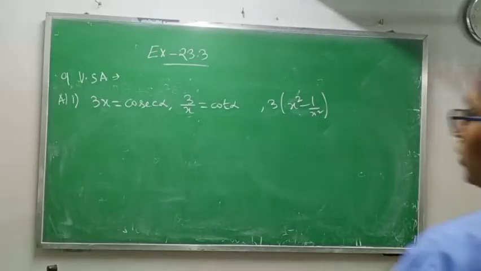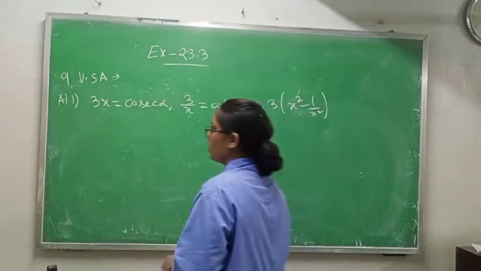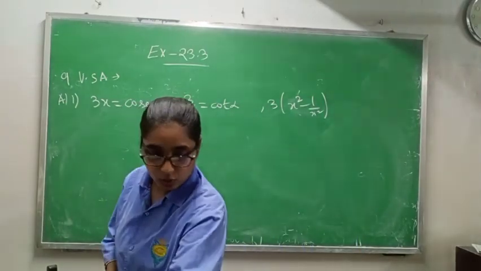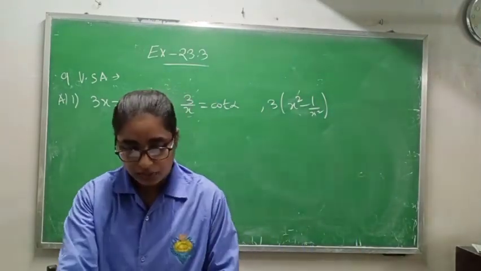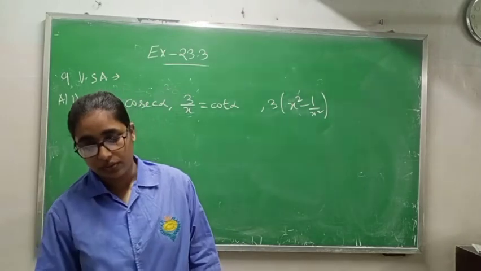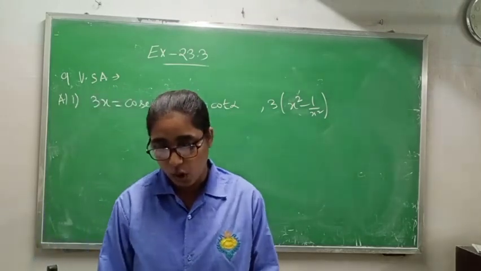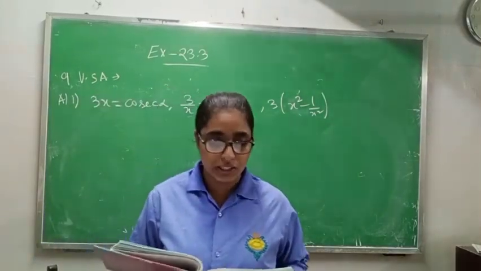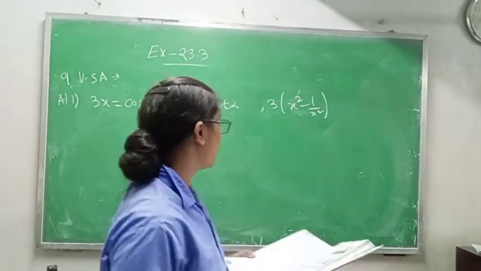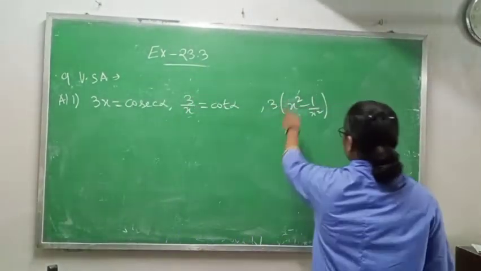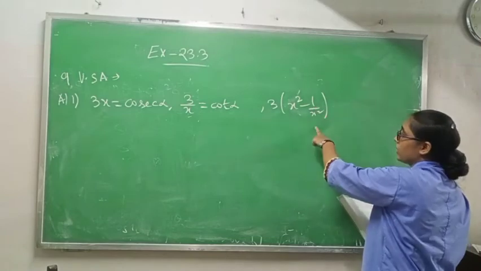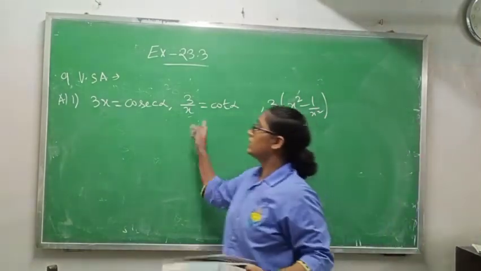Class 10, today I am going to start very short answer. Question number A1, it is given. Please open your book and read the question. If 3x equals cosec alpha and 3 by x equals cot alpha, then find the value of 3x square minus 1 by x square. They are asking this value.